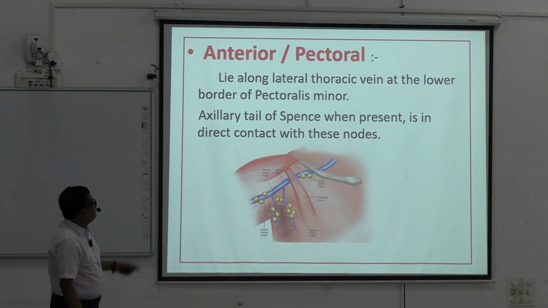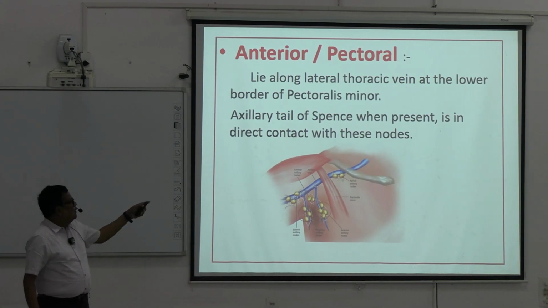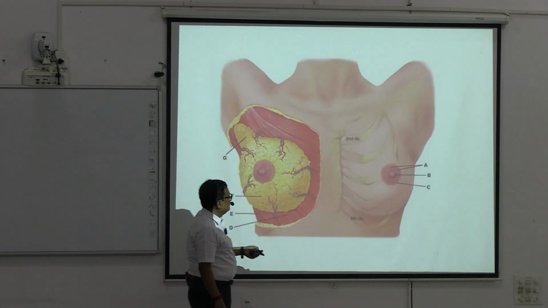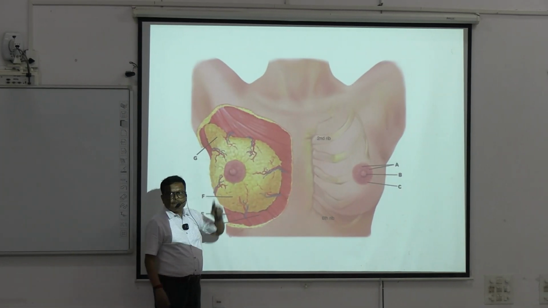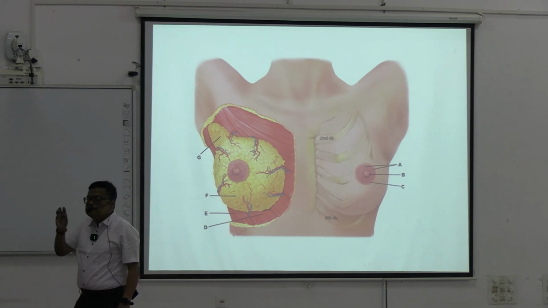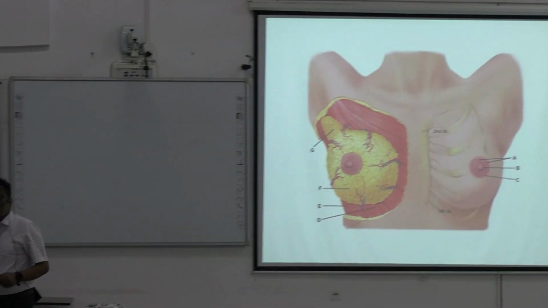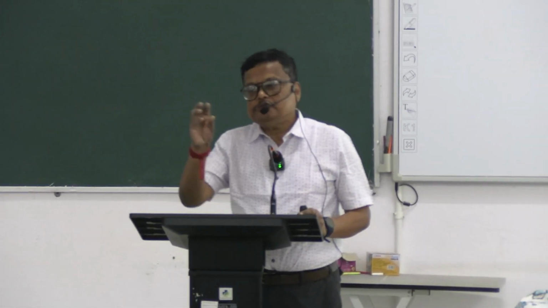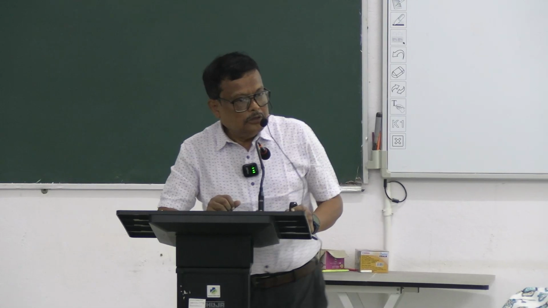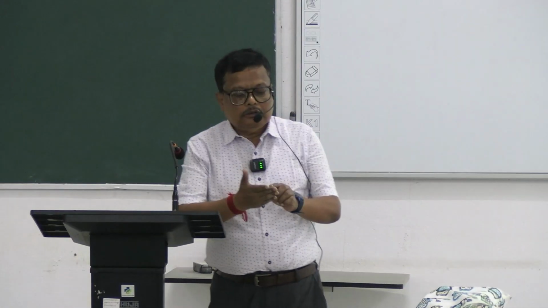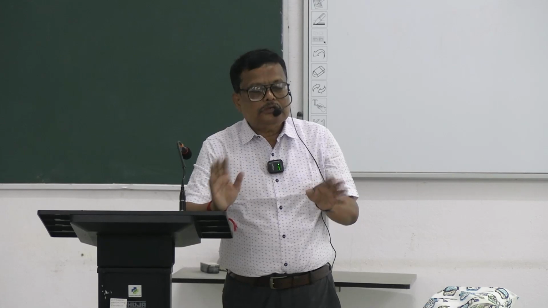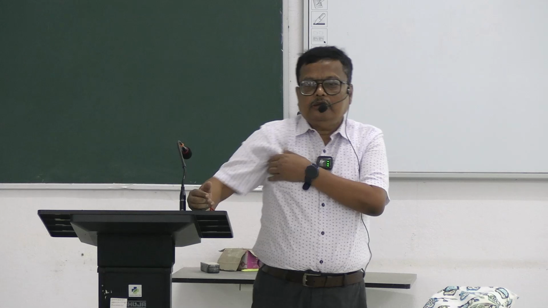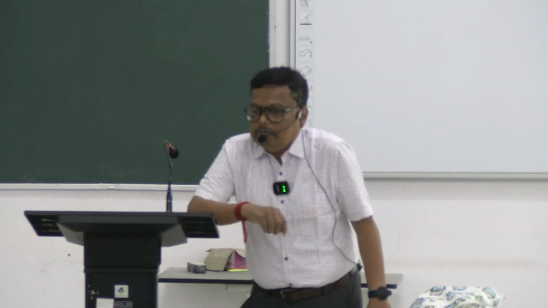The axillary tail of Spence, when present, not in all breasts is it present, is in direct contact with these nodes. So if there is a cancer only in the axillary tail of Spence, or other parts, if there is a carcinoma in the axillary tail of Spence, then when we examine the axillary nodes of the anterior wall, you find a swelling there.